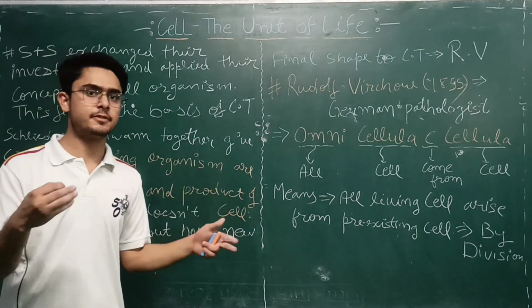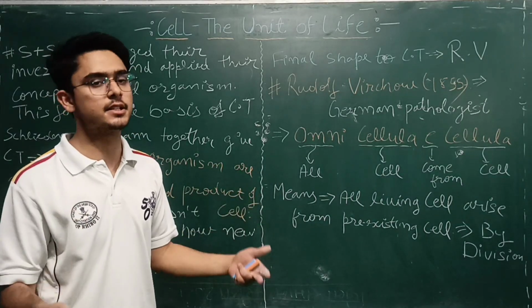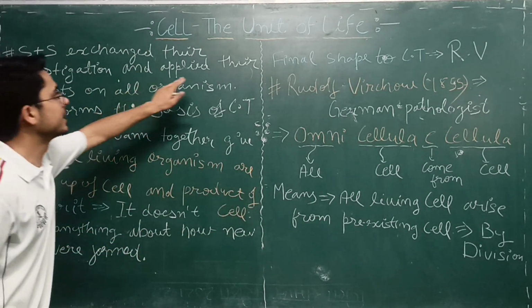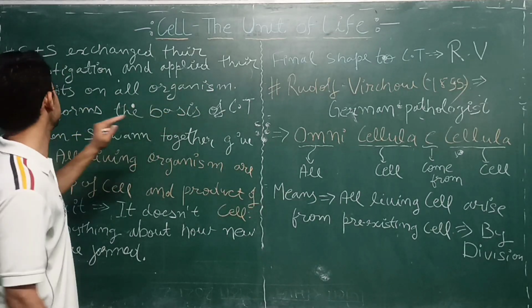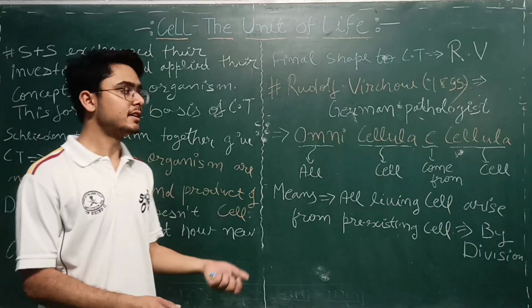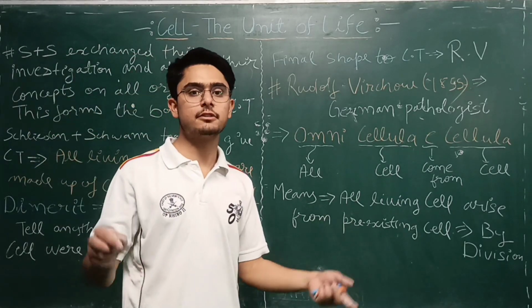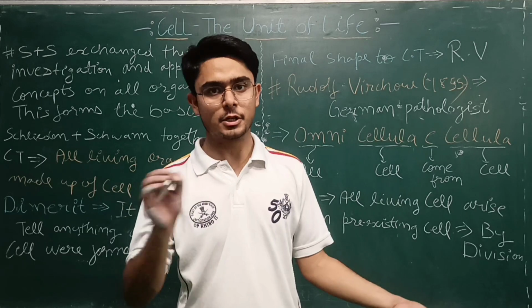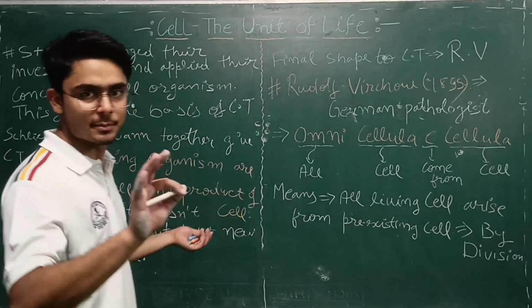They exchanged their investigations and applied their concepts. First, they exchanged their investigations and got interested in them. After that, they made up their minds and started applying their concept to all organisms. This forms the basis of science. Earlier, you know that Schwann gave a hypothesis that all living things are made up of cells and products of cells. So that was the hypothesis.